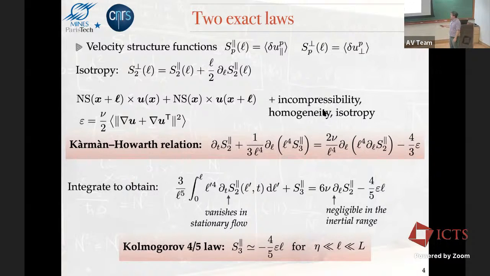And actually, it's this relationship which told him that if there is a self-similar solution, if the turbulent flow is self-similar, then the exponent should be 1/3. So actually, I presented the things in a reverse chronological manner. The problem is that this is the only exact relation that we have in turbulence.